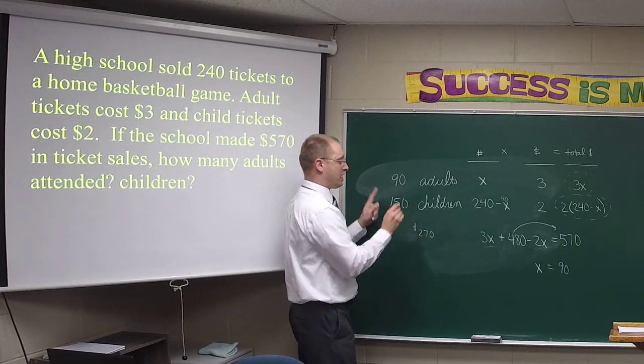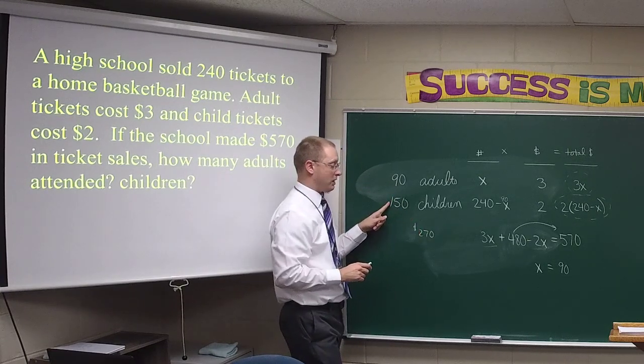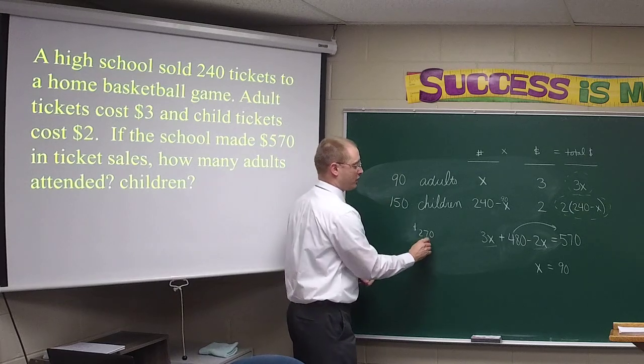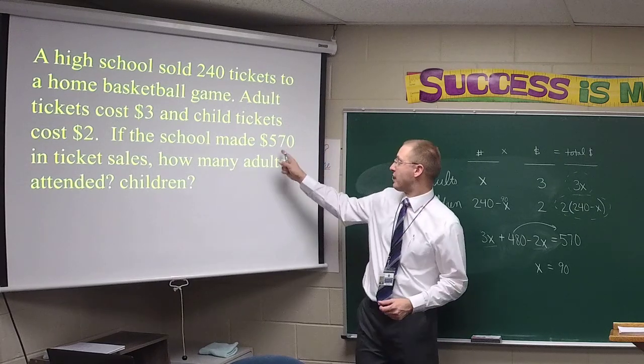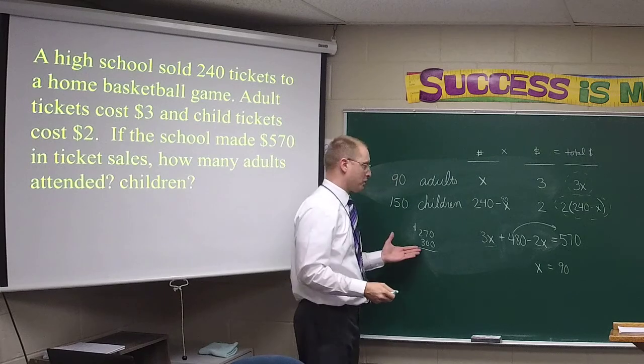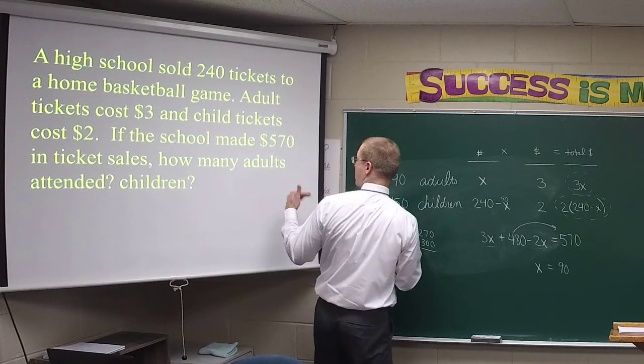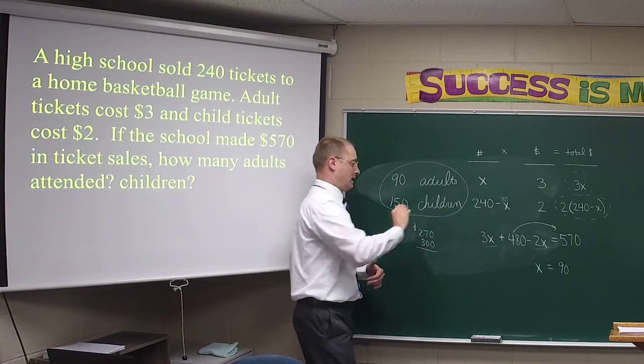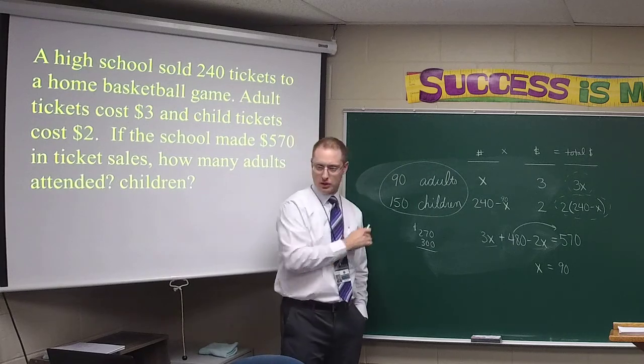270. Each kid was supposed to pay how much? $2. How much is that? 300. Does that add up to the 570 it said? Yep. So the problem checks out, and it said how many adults and then how many children, so we want both answers here. Questions on this?